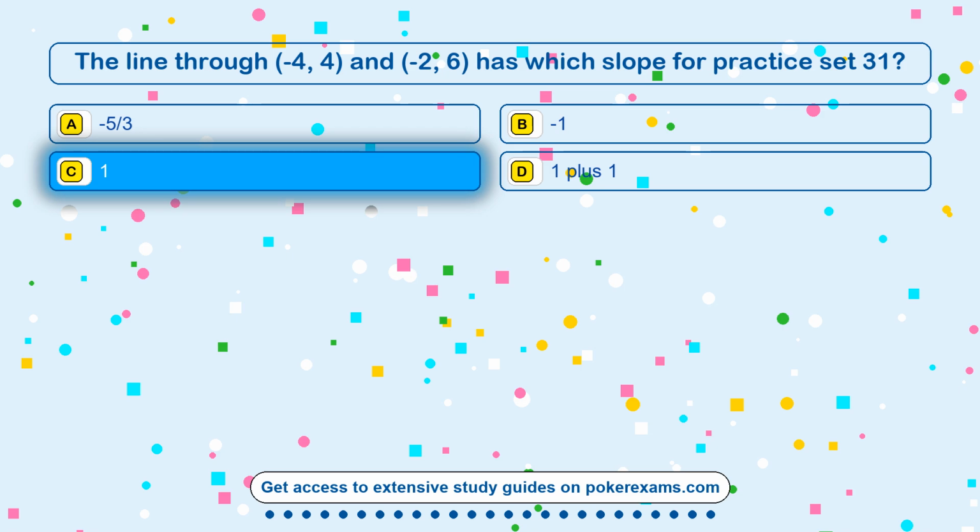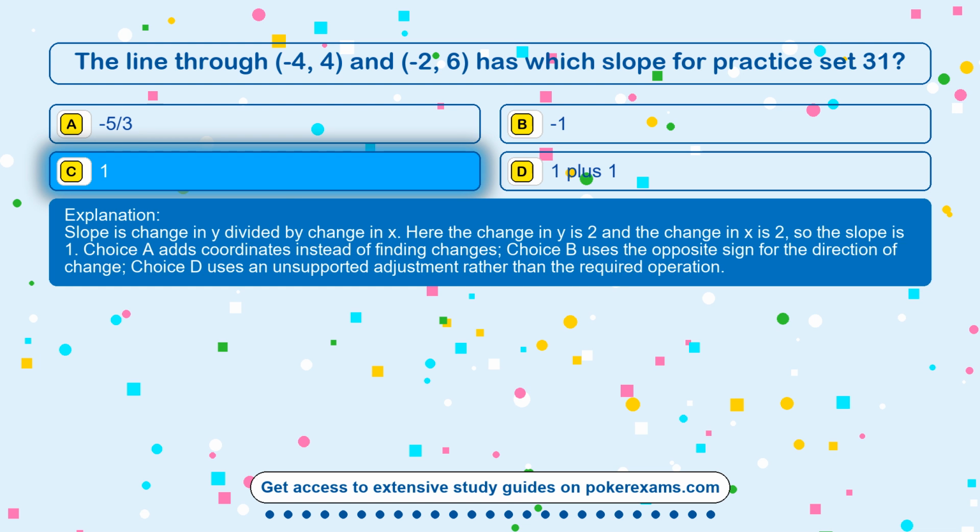The correct answer is option C, 1. Slope is change in y divided by change in x. Here the change in y is 2 and the change in x is 2, so the slope is 1.